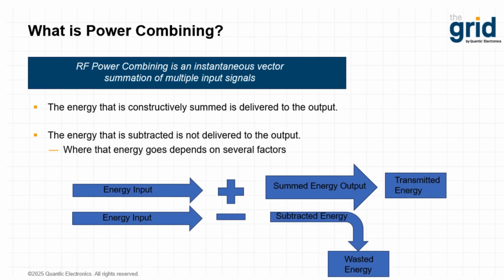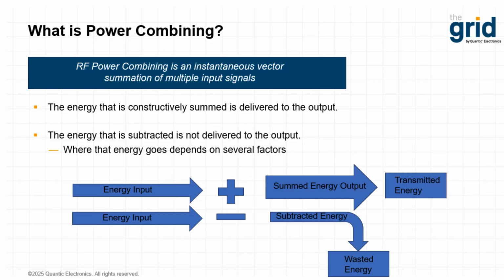So what is power combining? Power combining is the instantaneous vector summation of multiple input signals. And the word vector is key here because we're not looking at taking average power and just literally summing it up. What we are doing is we are taking an RF signal, which you think about as a vector, and then we are adding another vector to it.